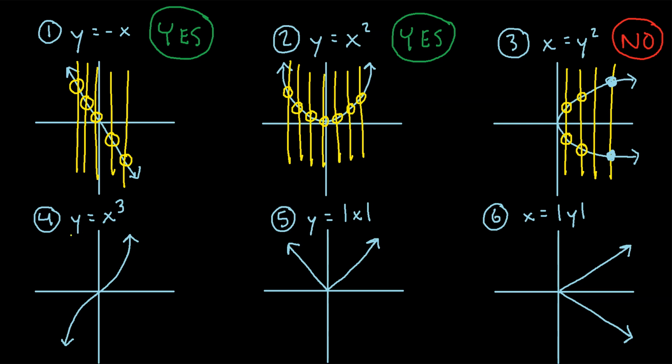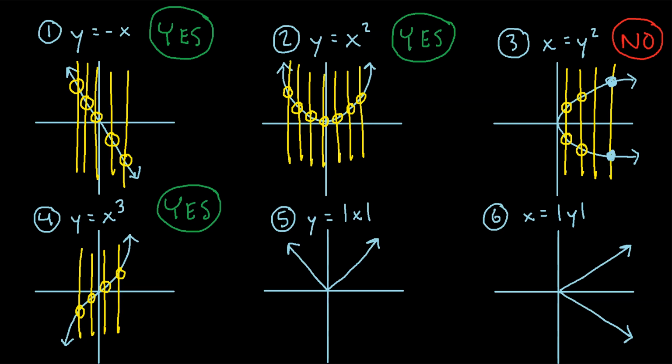Okay, let's check out example number 4. We have the graph y equals x cubed. So we can use the vertical line test to check if this graph represents a function. So when we draw all these vertical lines, we'll see that the vertical lines are only crossing the graph at one point. So right here, right here, right here, they're only crossing the graph at one point. So we would say that yes, this graph represents a function.